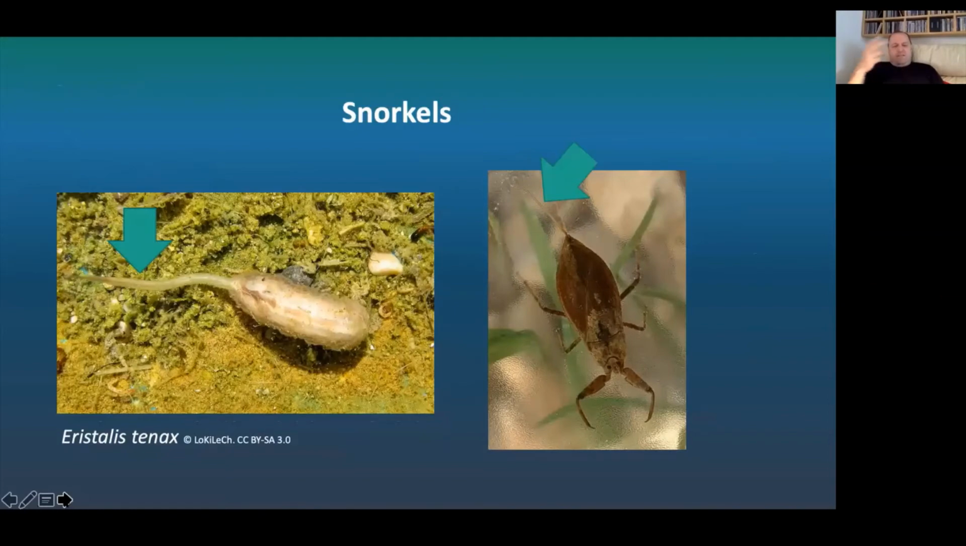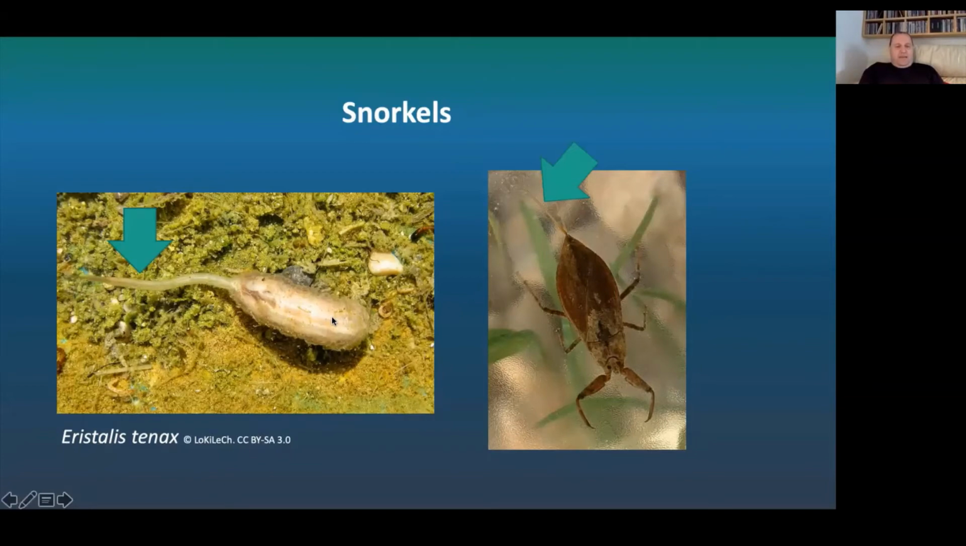Now, as I said, things can have various mechanisms to cope with these kinds of situations. So here's the water scorpion that we saw earlier. The scorpion's tail is actually a snorkel, and these tend to hang down from the surface of the water, stick their snorkel up through the water surface film, and breathe air that way. So that's nice and easy.